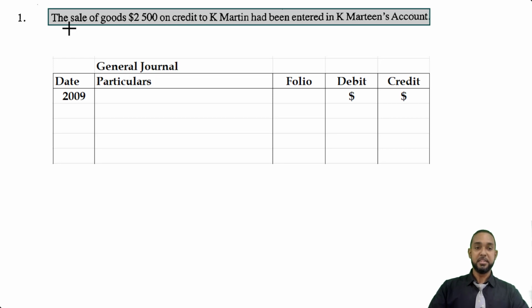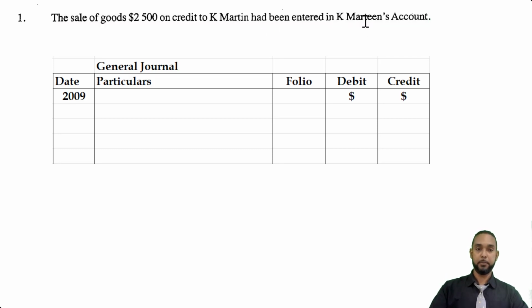So once again, the sale of goods, 2,500 on credit to K. Martin, had been entered in K. Martin's account. So we could see the reason for the mix-up. The names are real similar. Okay. Now, when you make a sale, a credit sale to someone, you're supposed to debit them and credit the sales account. So we were supposed to debit Martin, but we debited Martin. So Martin is missing a debit, and Martin has a debit that should not be there. So we have two things to correct.